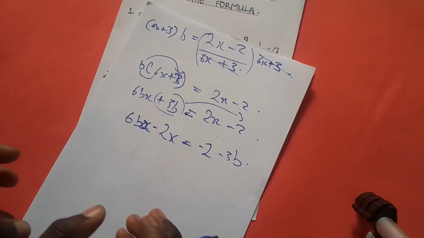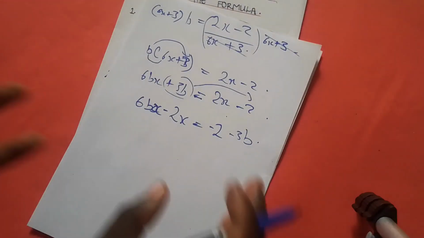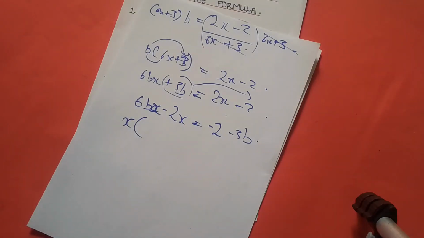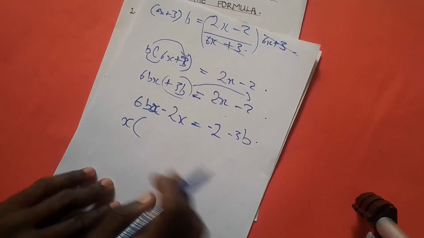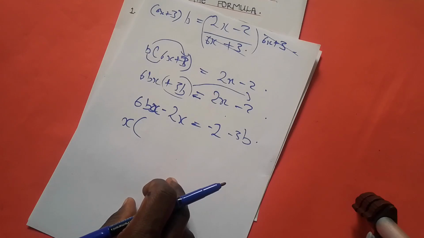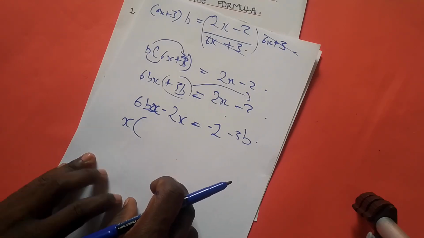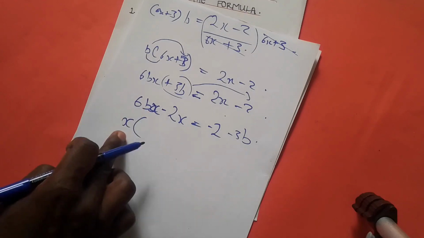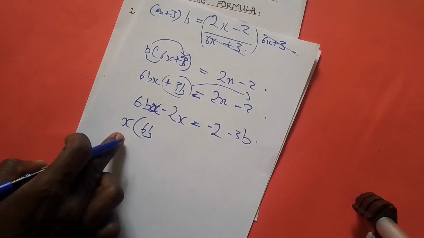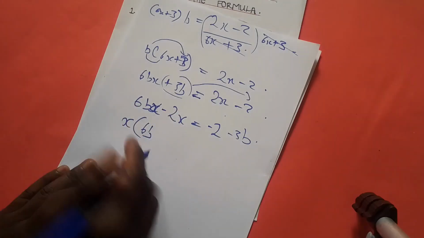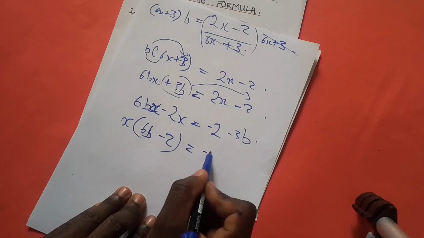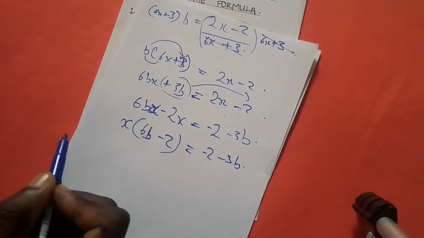So we have two terms in x, right? The next step is to factor out x. We have an x here and an x here, so we're going to factor out x. You put the common term outside the bracket. We are trying to make x the subject of the formula, by the way. So x into 6bx, x will cancel out x, leaving us with 6b. And x into negative 2x, x will cancel out x, leaving us with negative 2, equal to negative 2 minus 3b.